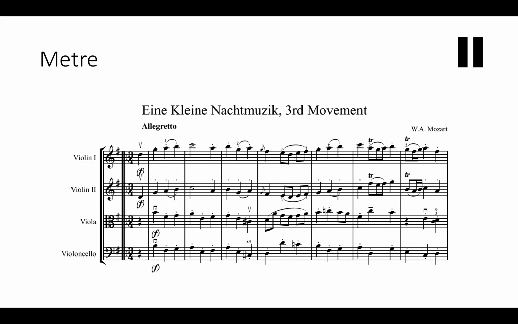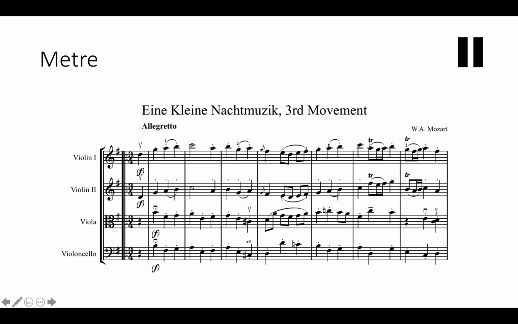Now we're going to have a little look at meter again. Pause the video now and just think about, what do we mean by meter? What are we describing in the music when we talk about meter? So when we talk about meter, we're thinking about the time signature at the beginning of a piece of music. And that's these numbers here.